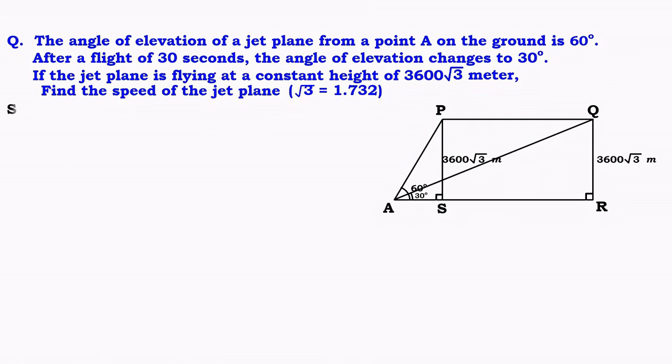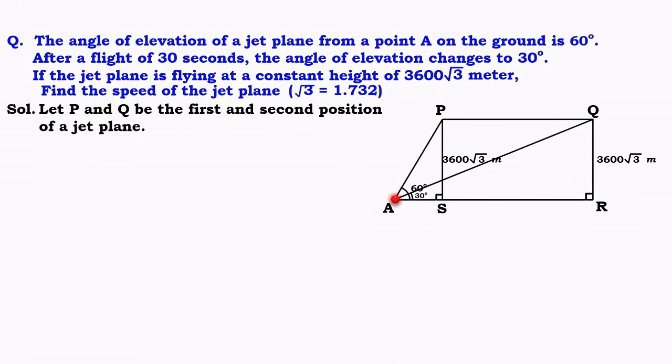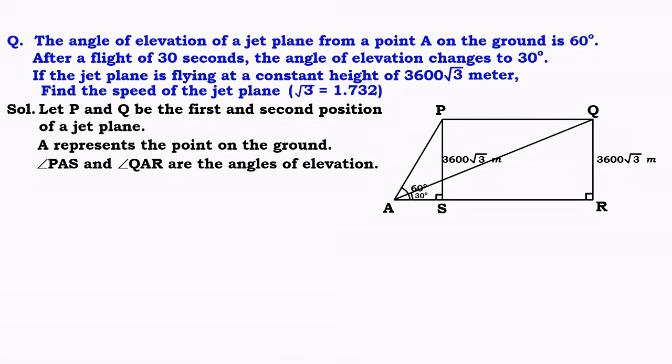Let P and Q represent the first and second positions of the jet plane. Point A represents the observation point on the ground. Angle PAS and angle QAR are the angles of elevation. Therefore, angle PAS is 60 degrees and angle QAR is 30 degrees.